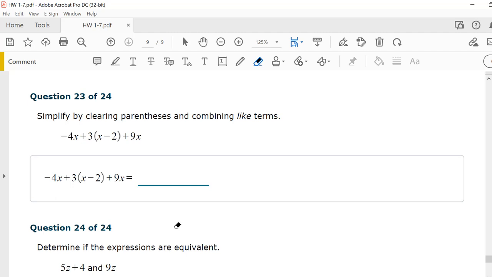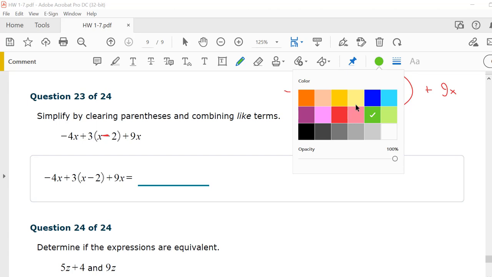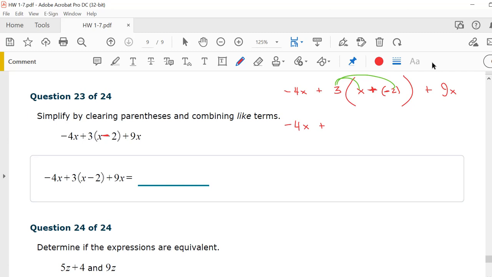Two more. Okay, negative 4x. I need to go distribute and get rid of these parentheses. Rewriting, negative 4x plus 3 times x plus a negative 2, because I don't like that minus. I'm going to add a negative 2 plus 9x. Now I can go distribute over addition. I'm going to have negative 4x plus 3 times x plus 3 times negative 2 plus 9x. So that gives me negative 4x plus 3x plus a negative 6 plus 9x.